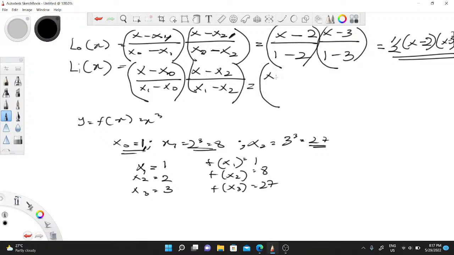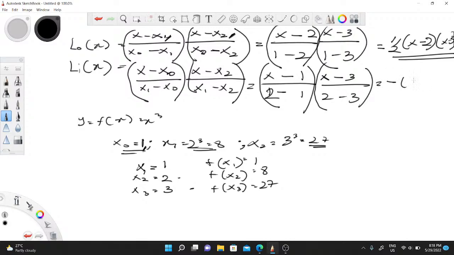Right, so x minus x0 over x1 minus x0, that is 2 minus 1, times x minus x2, that is 3, all over x1 minus x2, that is 2 minus 3, giving us a total value of negative x minus 1 multiplied by x minus 3. This is the value that you get, and you can solve the last term by yourself. L2 of x would give you 1 over 2 times x minus 2 times x minus 1. Right? You can also check that for us.